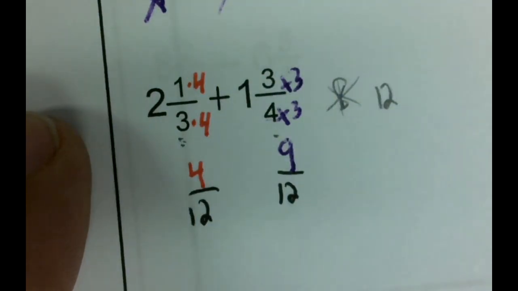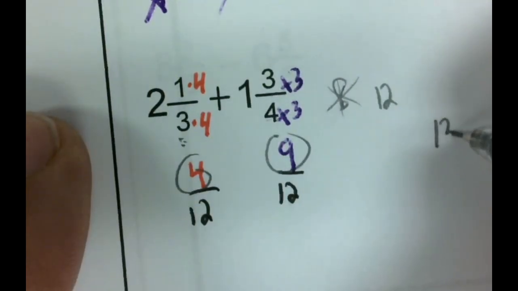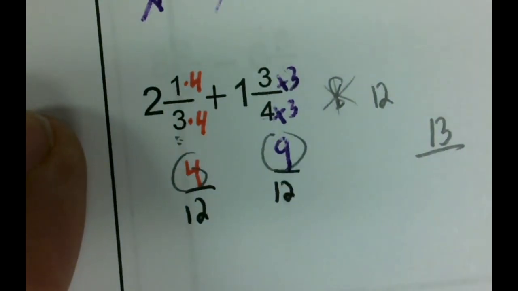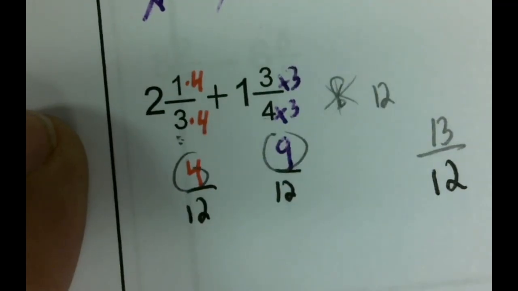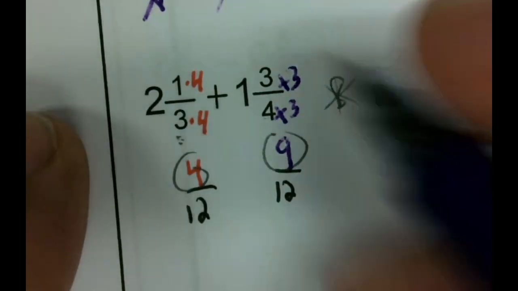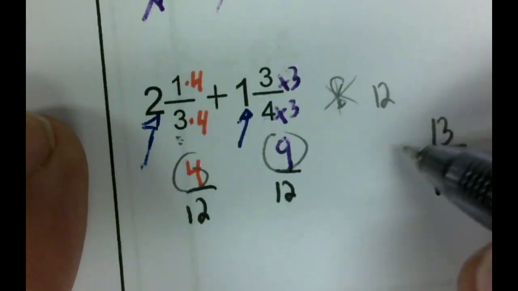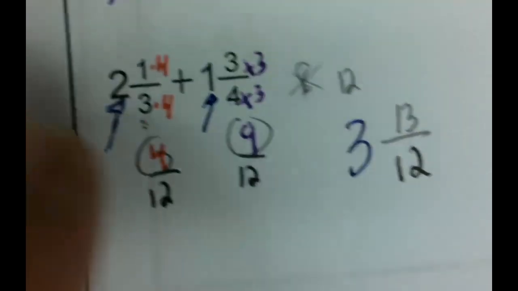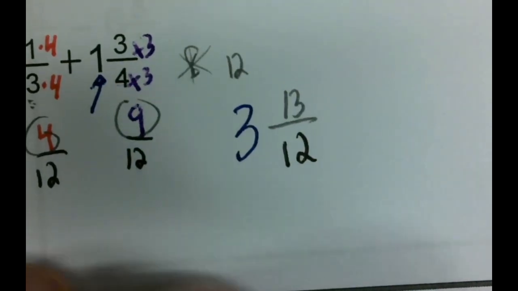So from here, again, now I'm going to add across the top. That gets me my 13 twelfths. And then from there, again, I'll invite you just to draw an arrow to it, but we need to add these whole numbers. So 2 plus 1 gets me 3. 3 and 13 twelfths may or may not be accepted by IXL, but it will not be accepted by me.